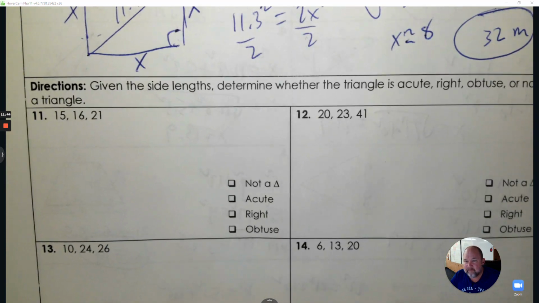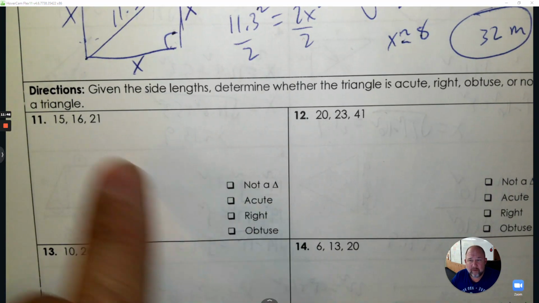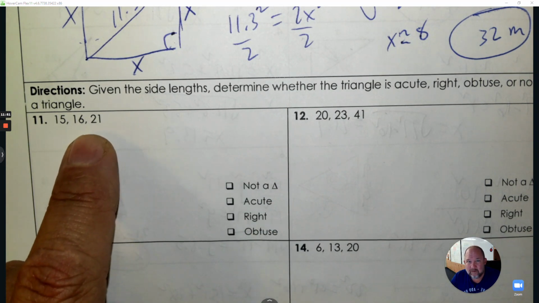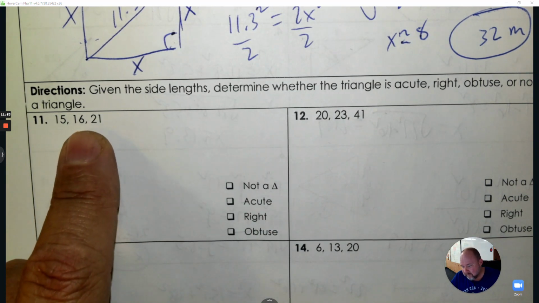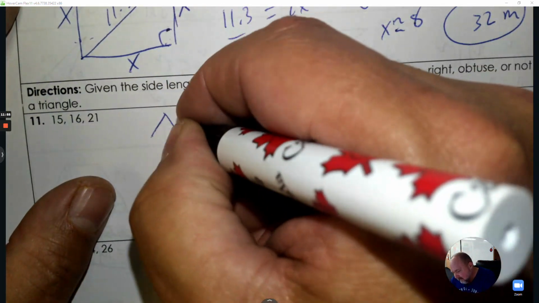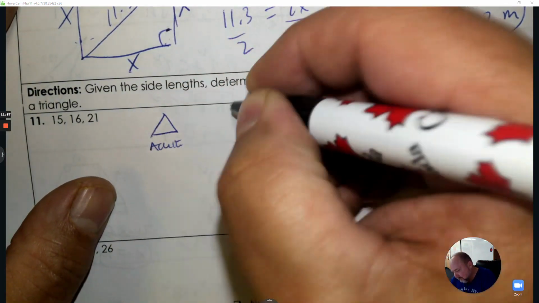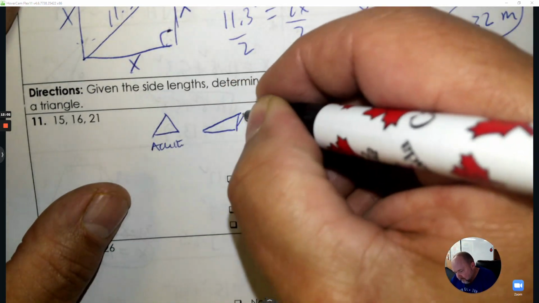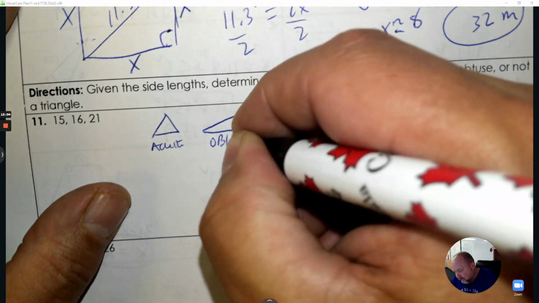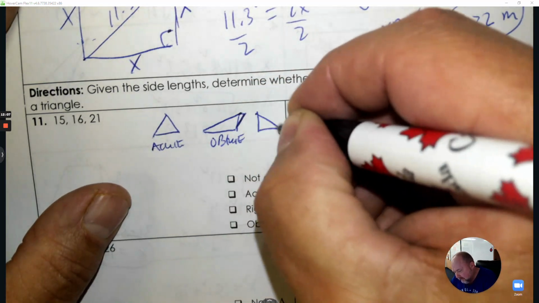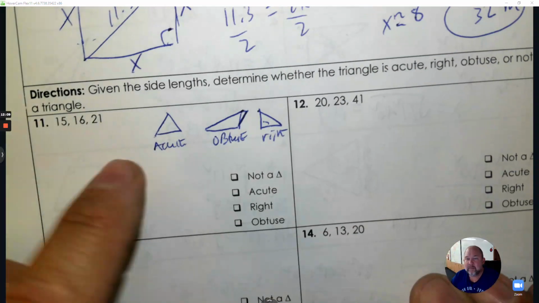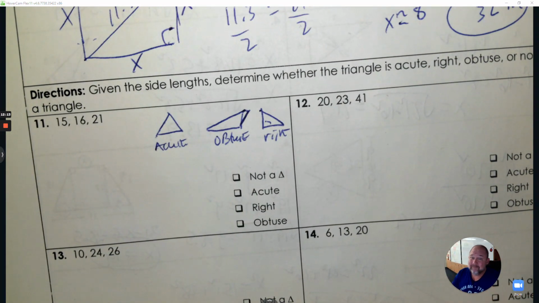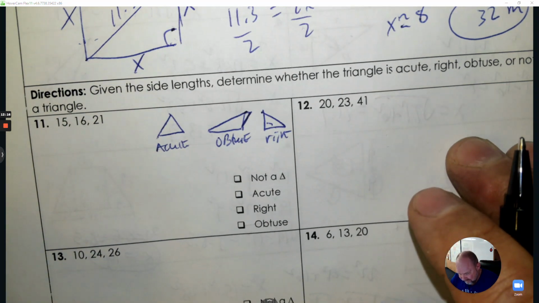All right. These questions have to do with triangles and whether it's an obtuse triangle, an acute triangle, or a right triangle. Just so you know, again, that's an acute. That's obtuse. And then a right triangle. Now, acute means all the angles are less than 90. Obtuse means one angle is bigger than 90. And right means one angle is exactly 90.